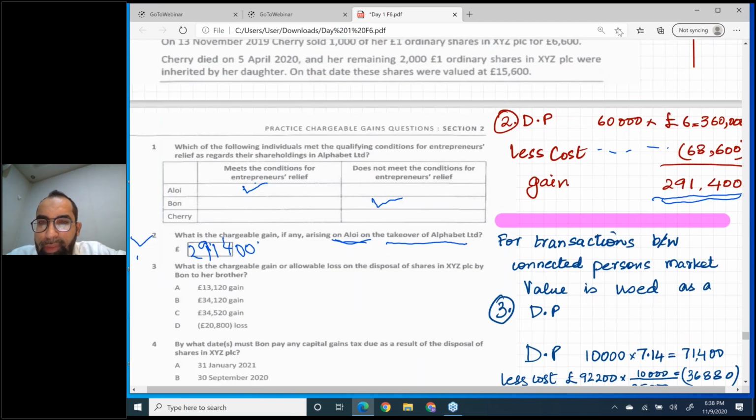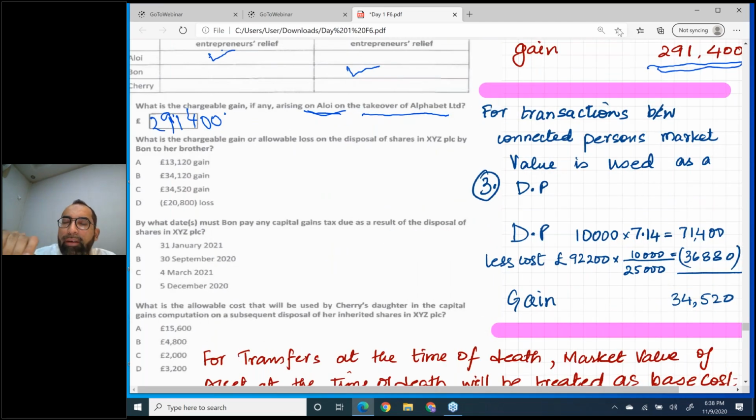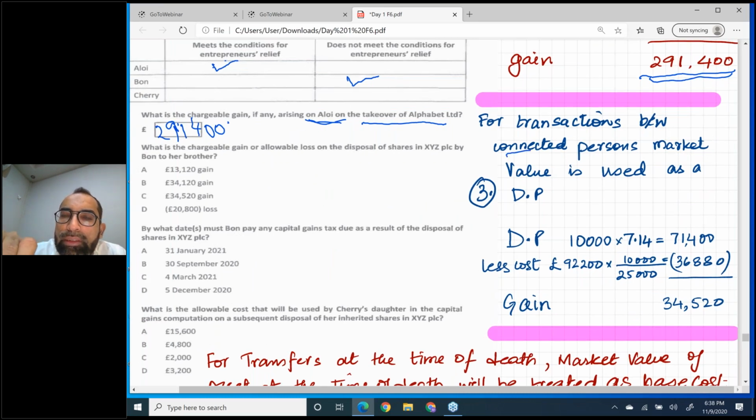Look at here. I've written here that for transactions between connected persons, market value is used as the DP. We just read that this sister transferred 10,000 shares to brother. So 10,000 shares multiplied by the mid quoted price of 7.14 per share gives 71,400. So your DP is 71,400.